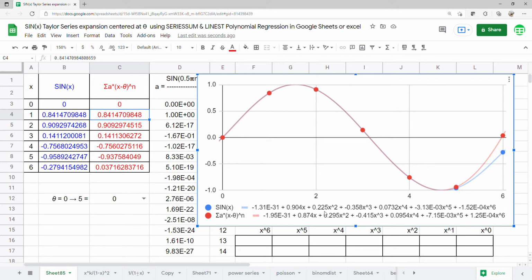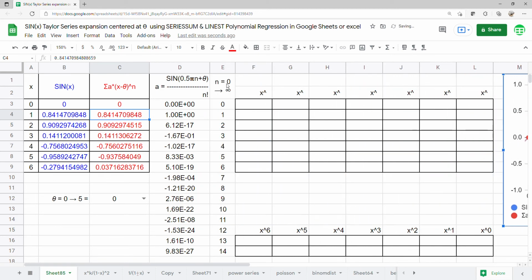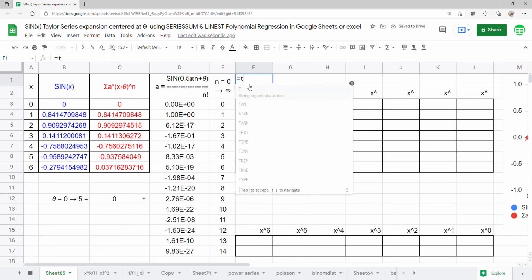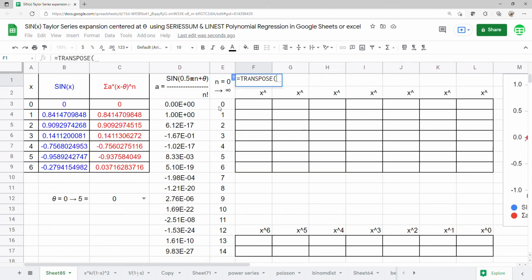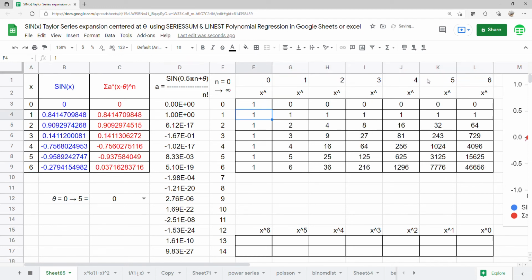We calculate the polynomial regression coefficient using LINEST. To do that, we complete the LINEST matrix, starting with the power. So transpose 0 to 6. And the elements of the matrix, array formula of the x values raised to the power 0 to 6. This is the LINEST polynomial matrix to the degree 6.